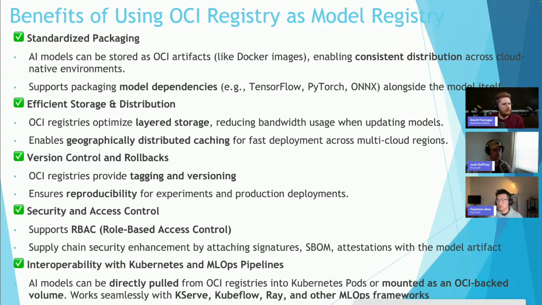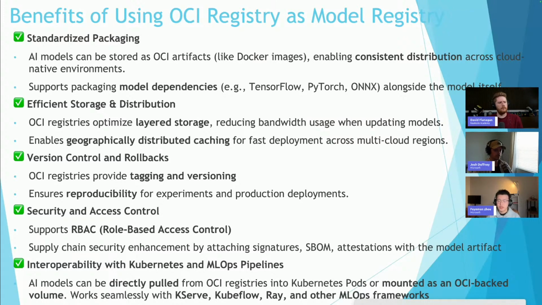This should enable consistent distribution across different cloud environments, because the OCI artifact will be stored in a central container registry. Then users can pull the container image or the OCI artifact from the registry and easily distribute it across different environments. And also, all of those dependencies can be packaged together with the AI models in an OCI artifact. They can be distributed together with the AI models.